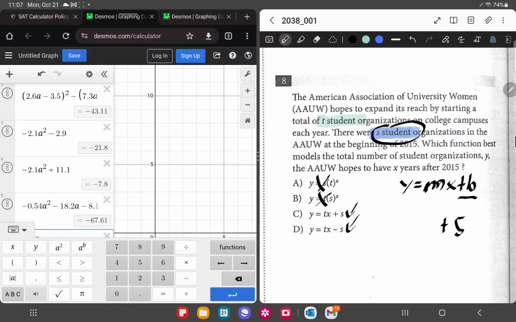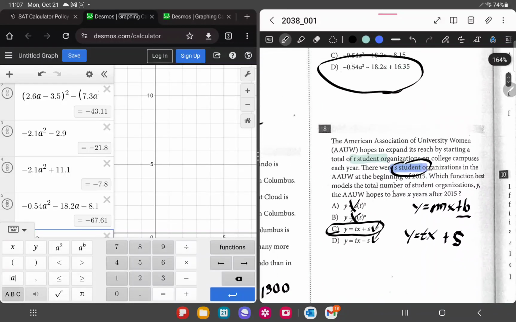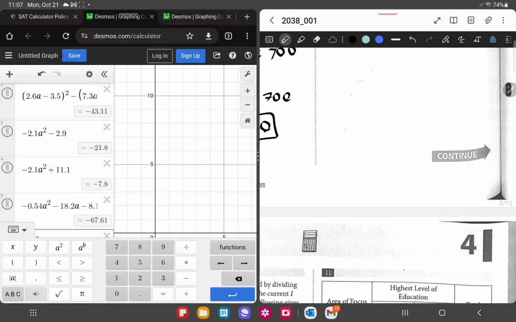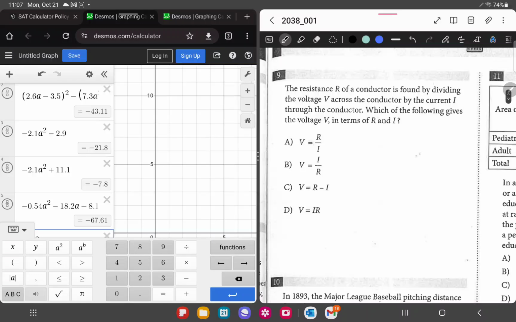I know I'm saying a lot of words and it probably doesn't make really much sense, but this is how it should look like. So it's going to be y equals Tx plus S. Okay, and I know it's going to be plus, so my answer is going to be this one. Because I'm trying to find the total. I'm not trying to find just the new organizations that are coming in. All right, now, like I said, those are going to be very confusing for many of you just because of the way they're written. And even I have trouble explaining them correctly. All right, now this one is pretty easy, but again, it's all about reading and understanding what you're reading.